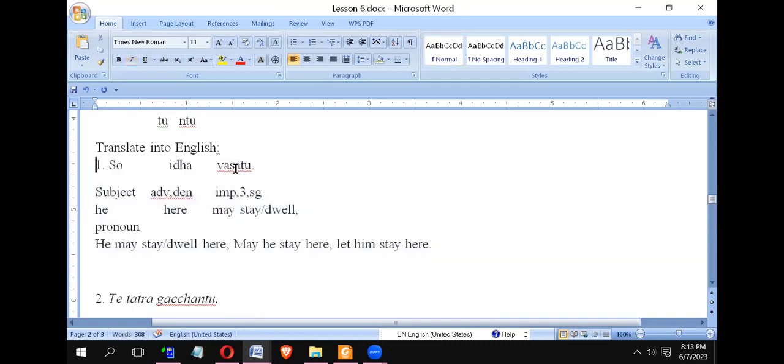All right. So "so" is the subject, a pronoun here. Ida is the adverb of place, or if you want it simple, just put a place here. Easy for you all. And then the demonstrative, we just put the demonstrative. And wasatu: tu is always tu untu hitami ma, so just remember that. It's an imperative, third person singular, so may or let. So three ways of translation: He may stay here. May he stay here. Let him stay here.